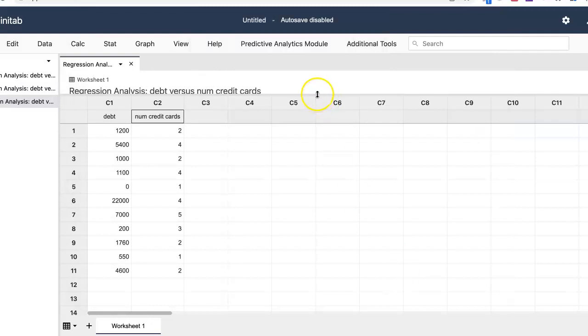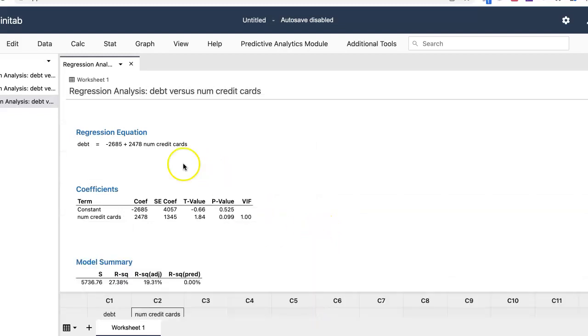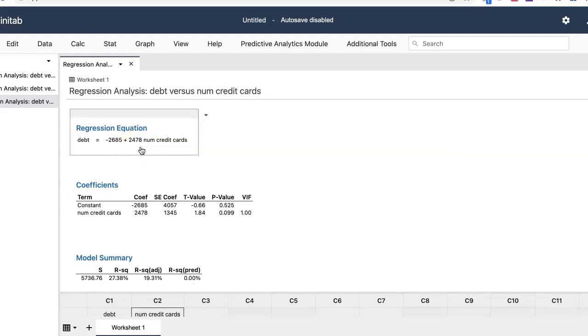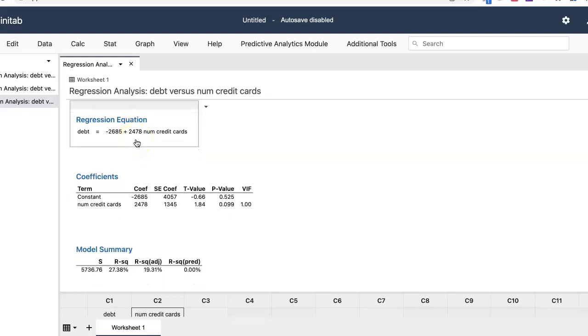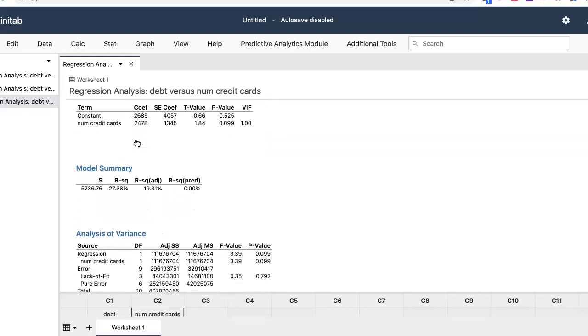And so after that, I'm going to come down here and let's talk about what we got here. So this is our regression equation. The number by itself is your y-intercept. So your y-intercept is negative 2685, and for some reason you had that off by 1 digit, plus 2.47 times the number of credit cards. This is our slope. So our slope is a positive 2478. So that's our regression equation. Since the slope is positive, that means we are going to have a positive relationship between the two variables.